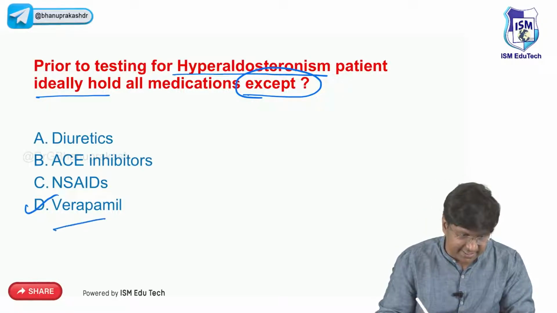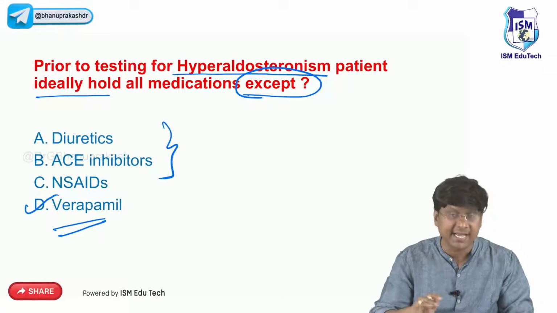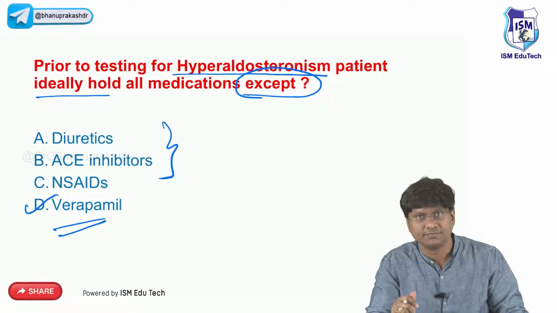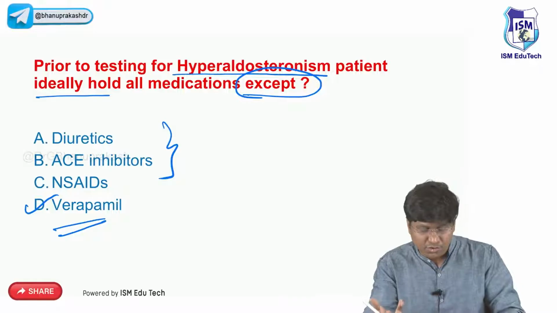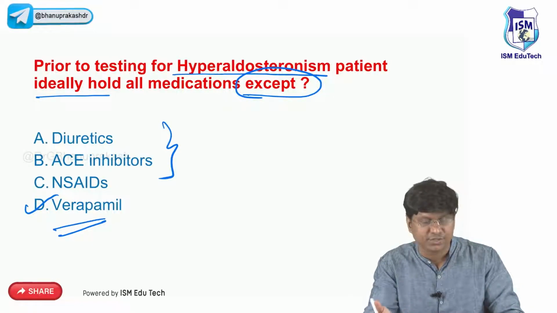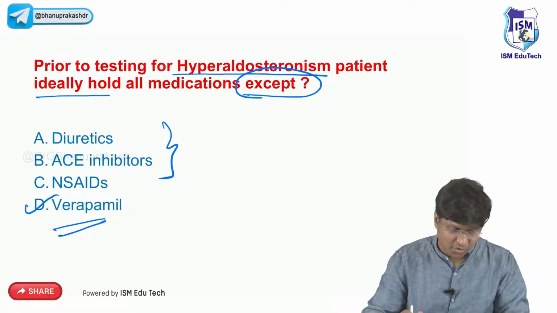Right. So the correct answer here will be verapamil. The remaining drugs can all alter the levels of aldosterone, whereas verapamil does not alter the levels of aldosterone. So holding verapamil prior to testing for hyperaldosteronism is not required. Okay, so this is about your Conn syndrome.